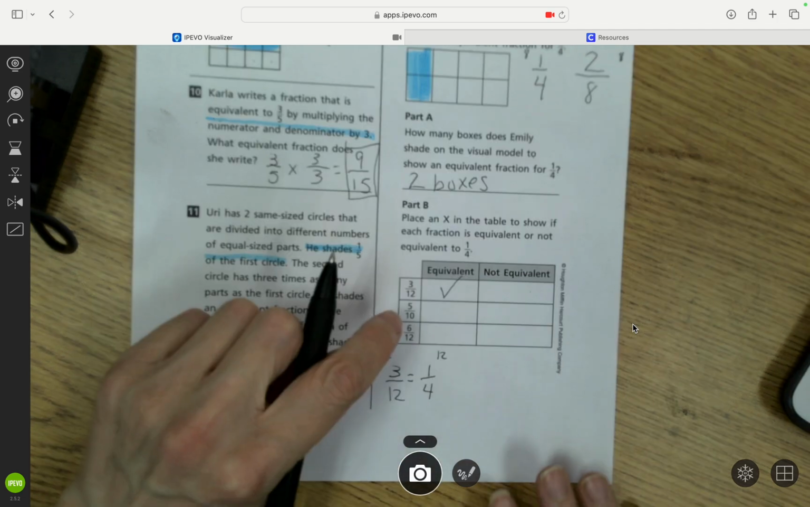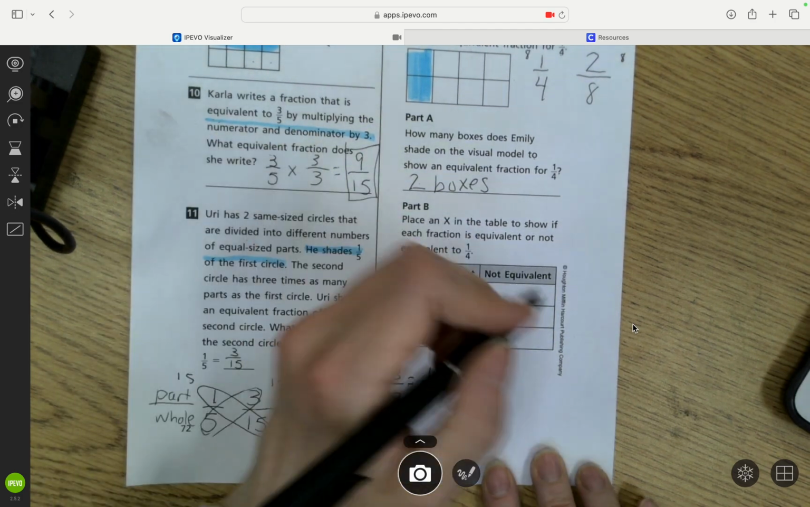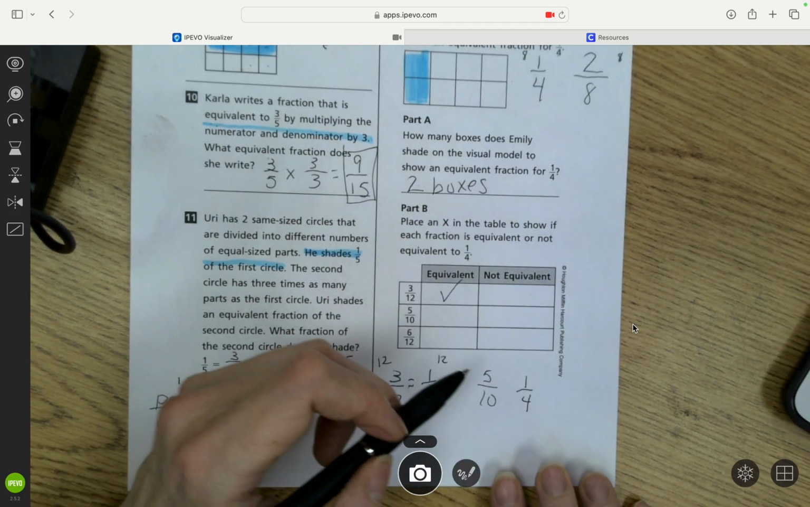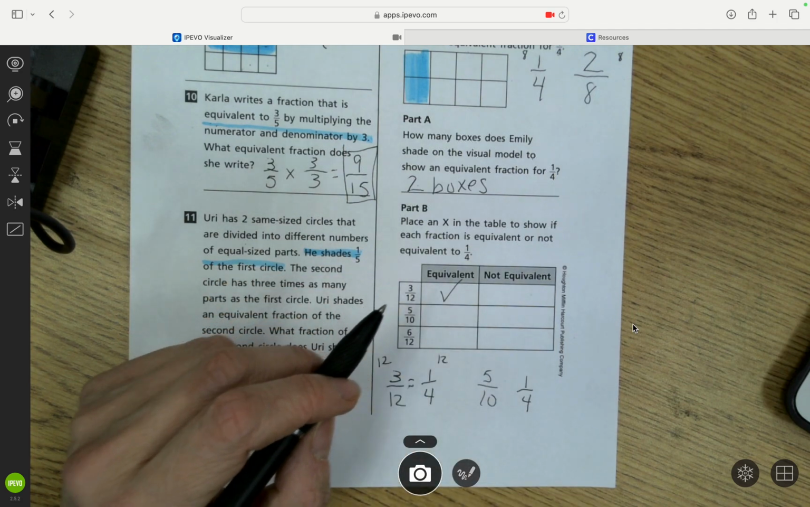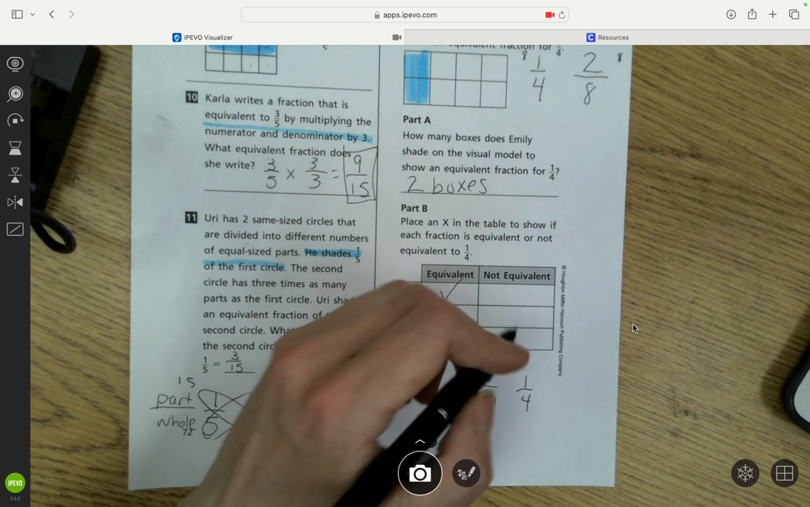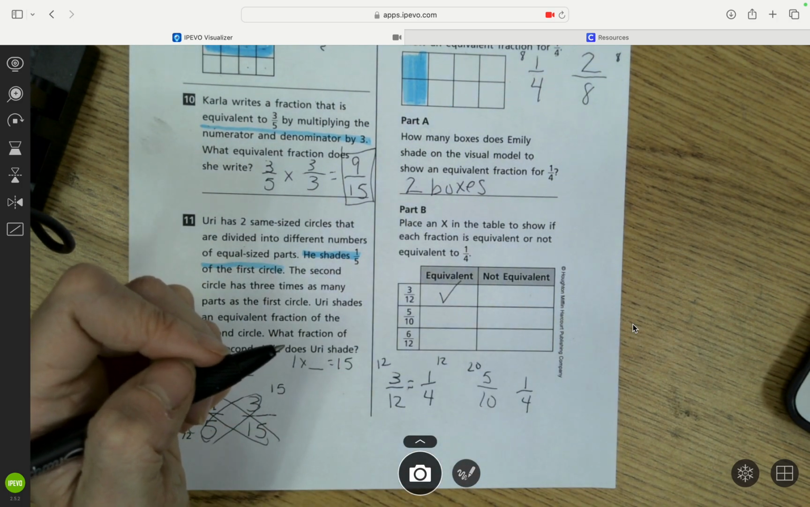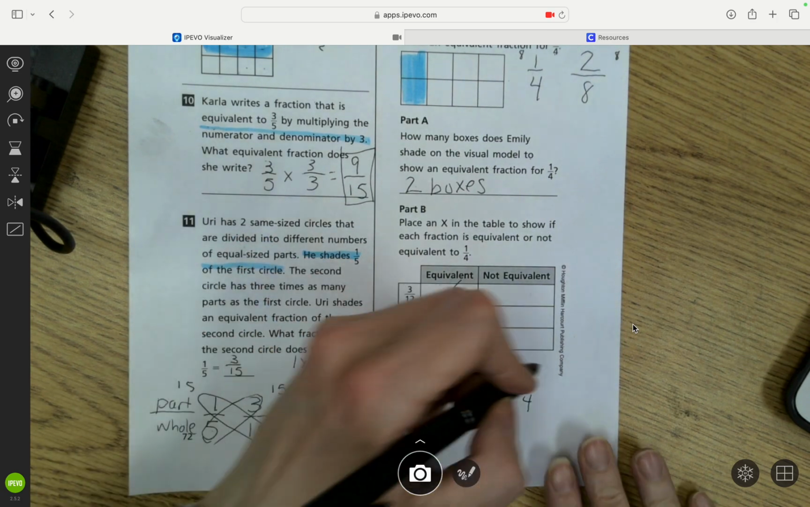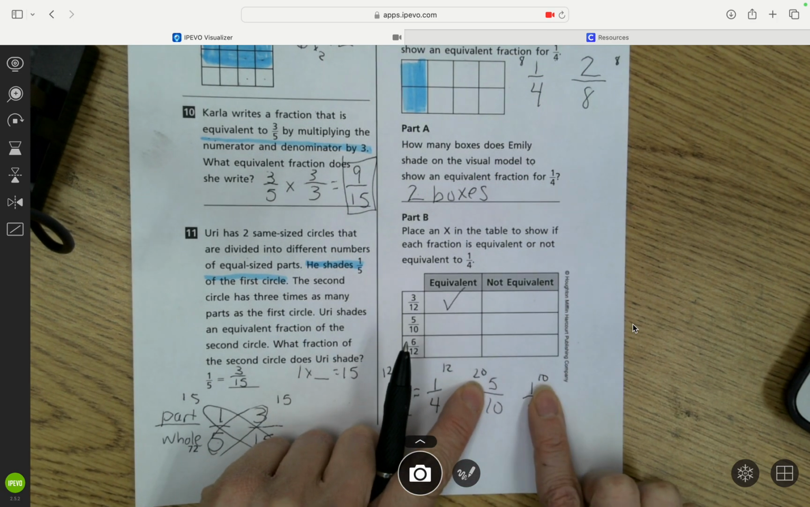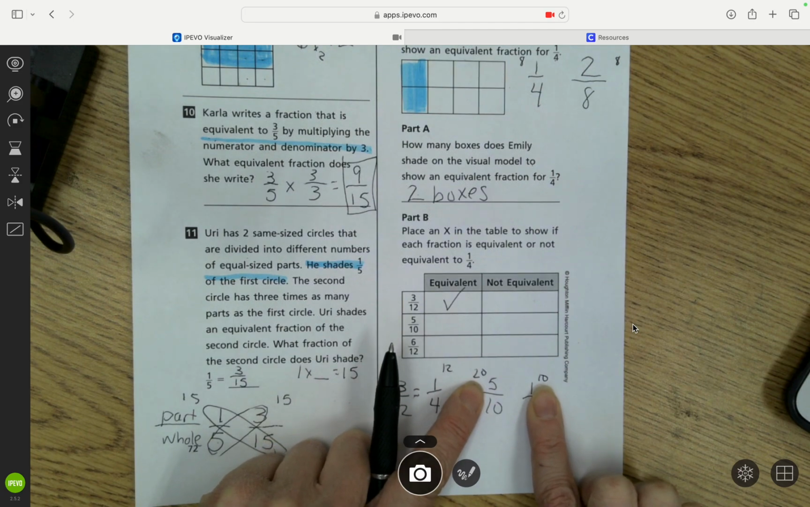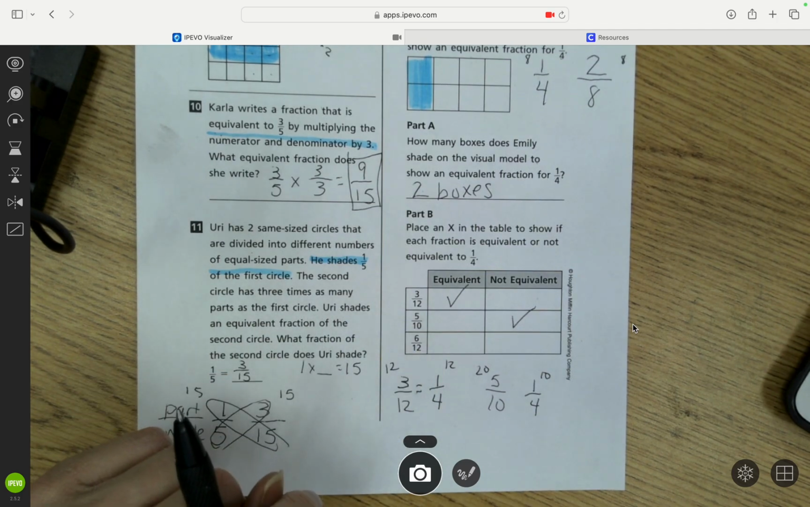So we check equivalent. Equivalent means equal. Now we're up to 5/10. And we're comparing it with 1/4. 4 times 5. Let's skip count. 4, 8, 12, 16, 20. 20. That's it. You stop once you have 5 fingers up. 10 times 1 is 10. Are those equal? No, they are not equivalent. 20 and 10. Not equivalent. All right, let's go to the last one.